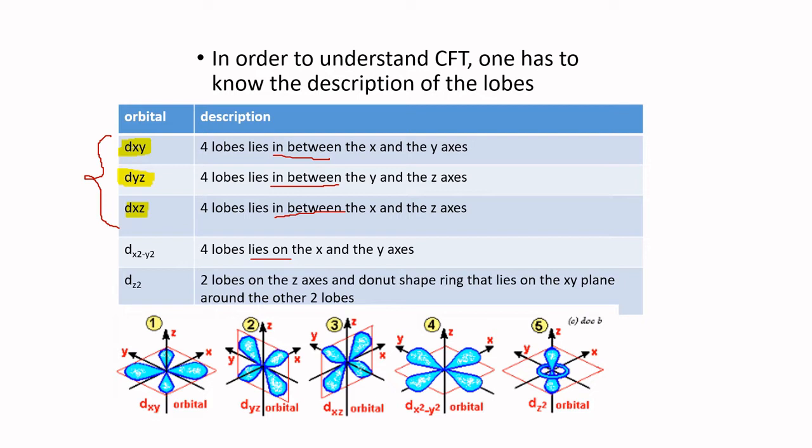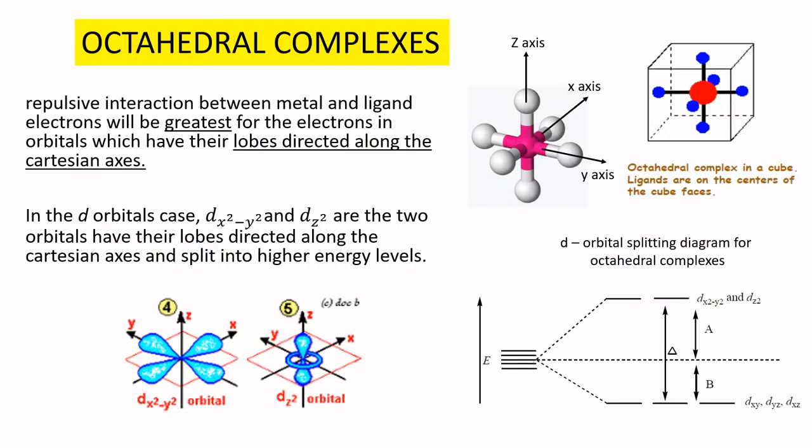For suborbital number 5, which is dz square, you can see that this is an odd-shaped suborbital. You have 2 lobes on the z-axis, and a donut-shaped ring that lies on the xy plane around the other 2 lobes. So there is a donut in the middle. Once you know the description of the lobes of the suborbitals, you will know how to draw the orbital splitting diagram when encountering coordination complexes.